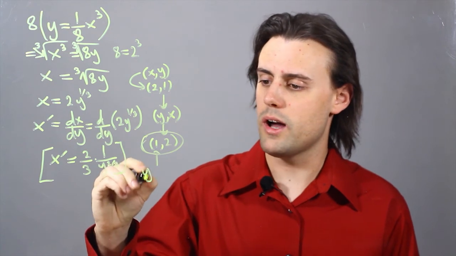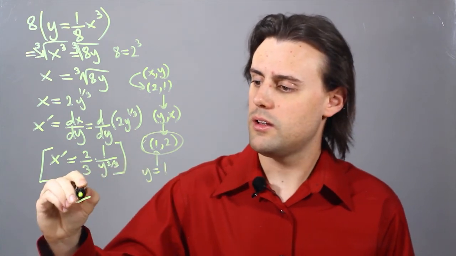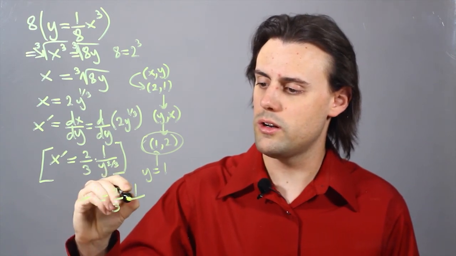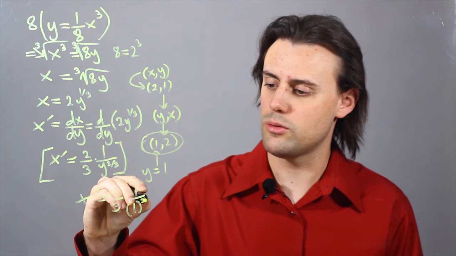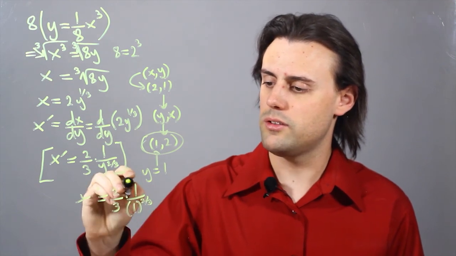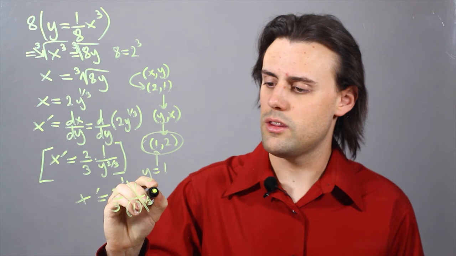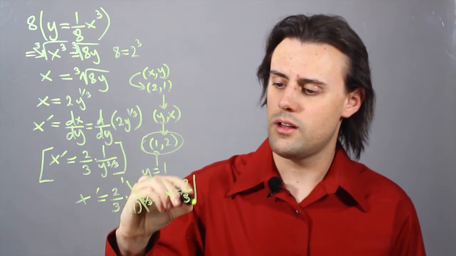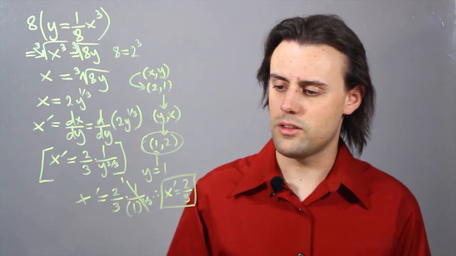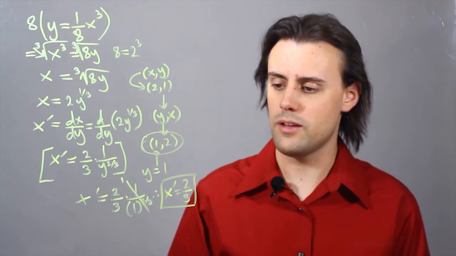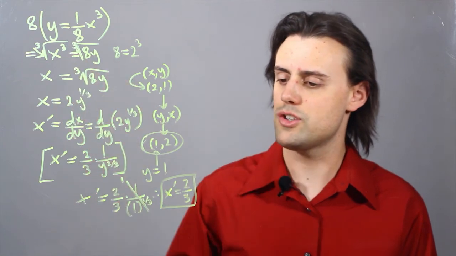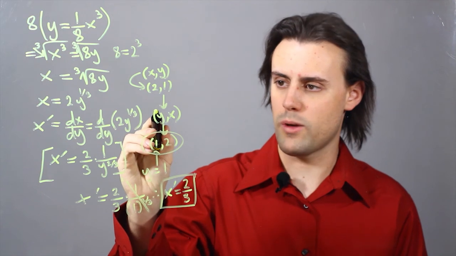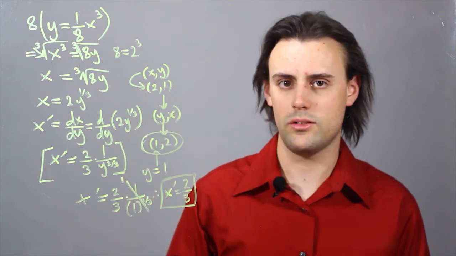So when y is equal to 1, x prime is equal to 2/3 times 1 over 1 raised to 2/3. This is simply equal to 1. Therefore, x prime is equal to 2/3. And that is the slope or derivative of the inverse of this particular function at the point 1, 2, where we have the order y, x.